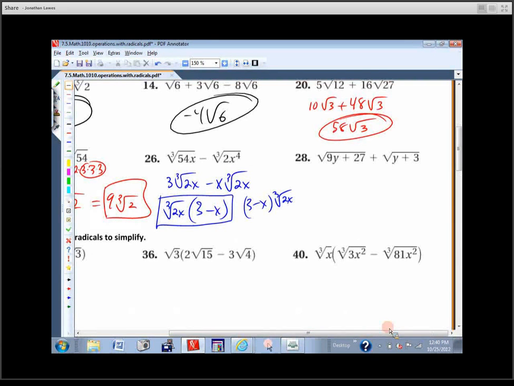Okay, this one looks really ugly. But if you take a good look at it, square root on both of them, that is factored completely. This is not factored completely. This is the square root of 9 times y plus 3. And I can simplify the square root of 9. I can break this into the square root of 9 times the square root of y plus 3. So this is 3 square root of y plus 3 plus the square root of y plus 3.